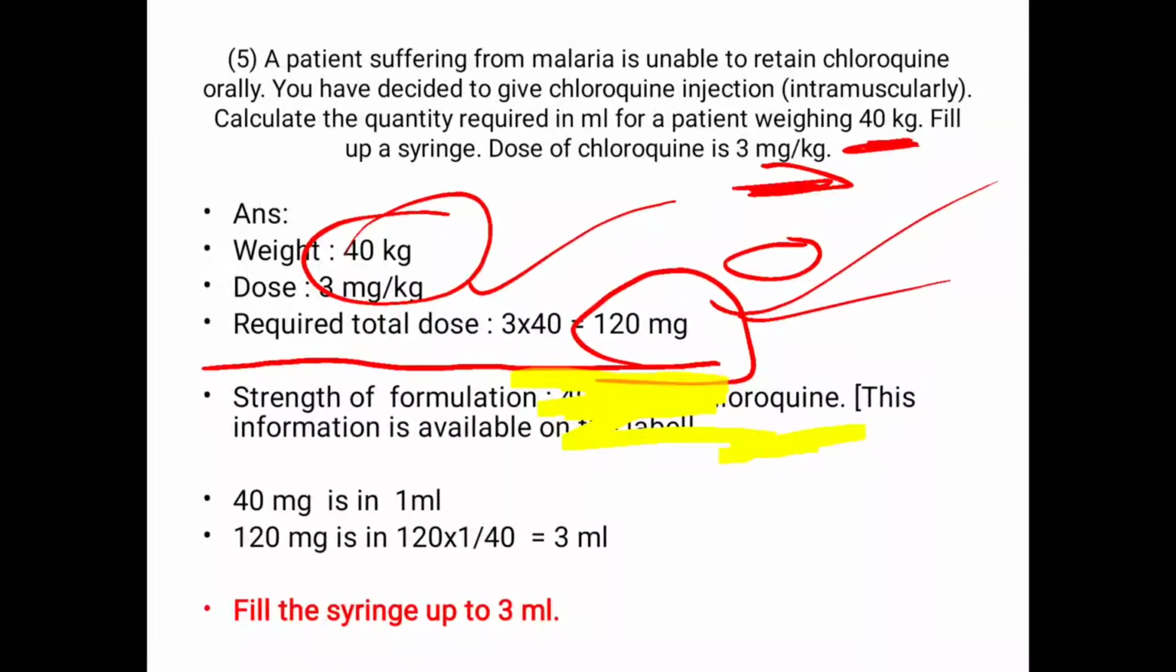In the ampule there will be a label, so this information will be available on the label, given in the box in brackets. So 40 mg is in 1 ml. Remember this, 40 mg in 1 ml. So 120 mg in how many ml? By cross checking, we find that the final answer is 3 ml. So fill the syringe up to 3 ml. We move further to the next question.